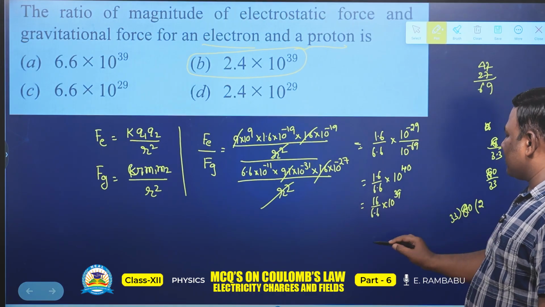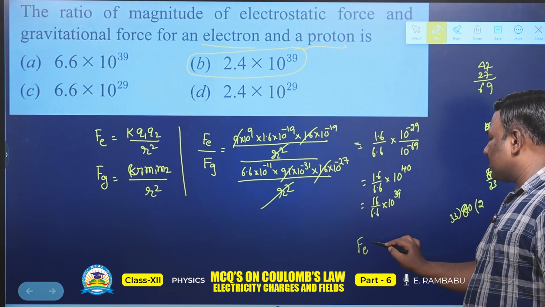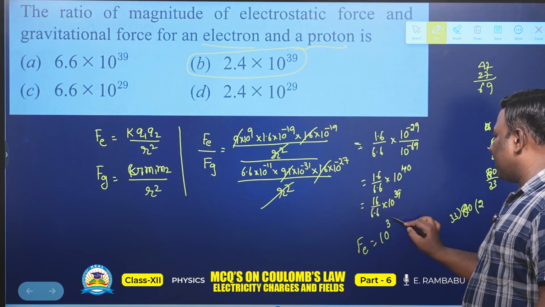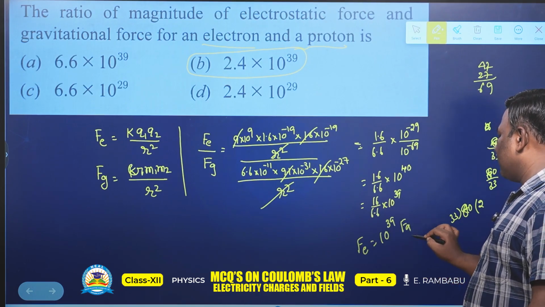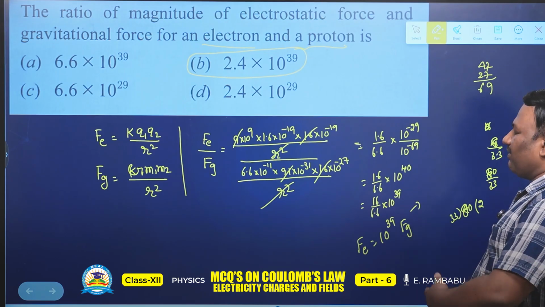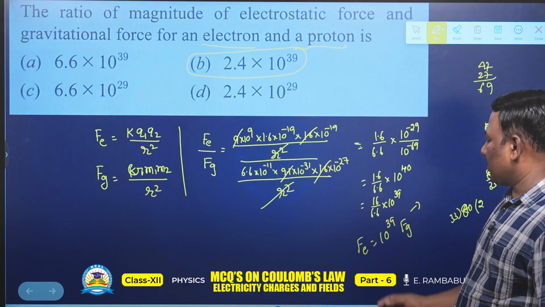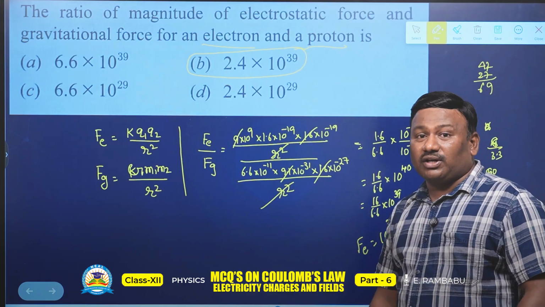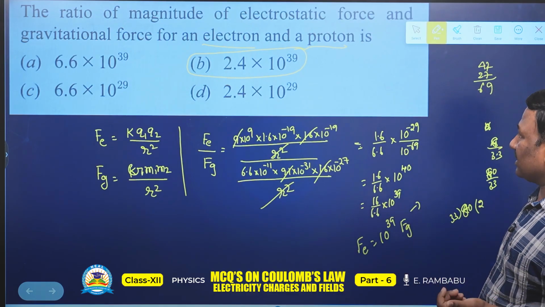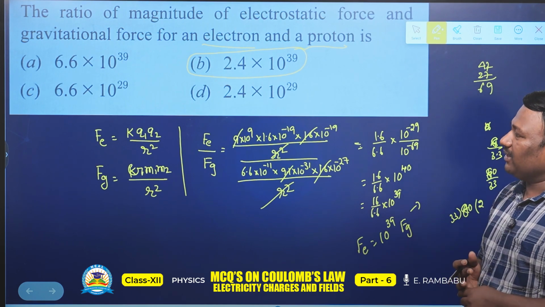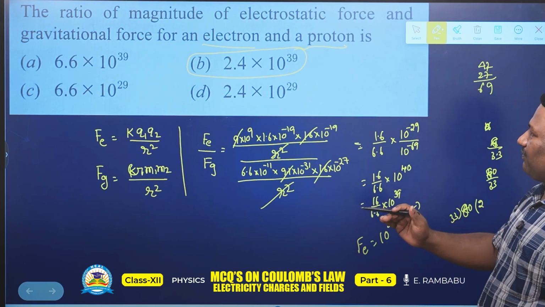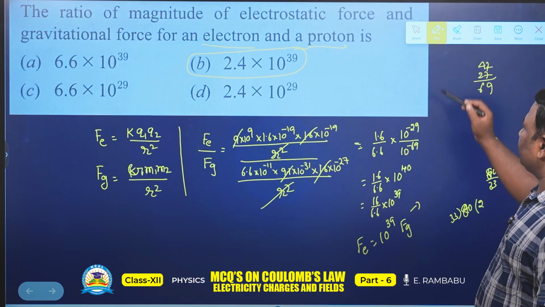From that, what we can understand, you can remember electrostatic force is 10 to the power 39 times the gravitational force. The weakest force is the gravitational force, and one of the strongest forces is the electrostatic force. Compared to electrostatic force, nuclear forces are stronger still. Correct? So like that we have to find the ratio of the gravitational force and electrostatic force.